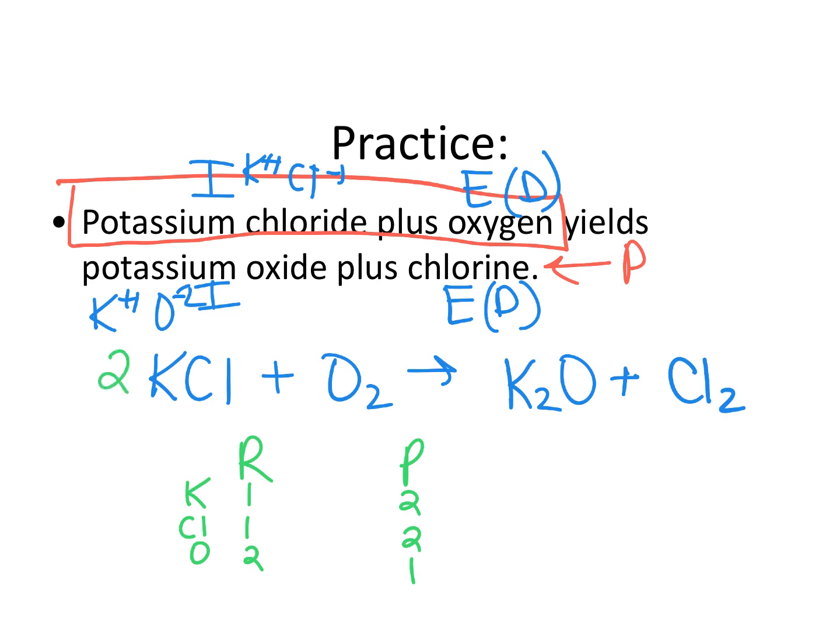I'm going to add a 2 over here, so my chlorines are balanced and my potassiums. And it looks like my oxygens are not balanced either, so I'm going to have to add a 2 back over here. So I've got 2 oxygens, and now I have 4 potassiums. I have to write a 4 for the chlorines. Now if I add this 2, everything looks balanced. So this is my complete ionic equation.